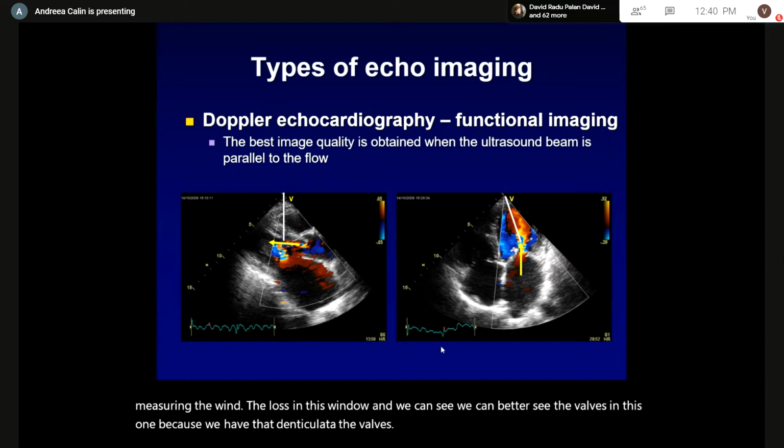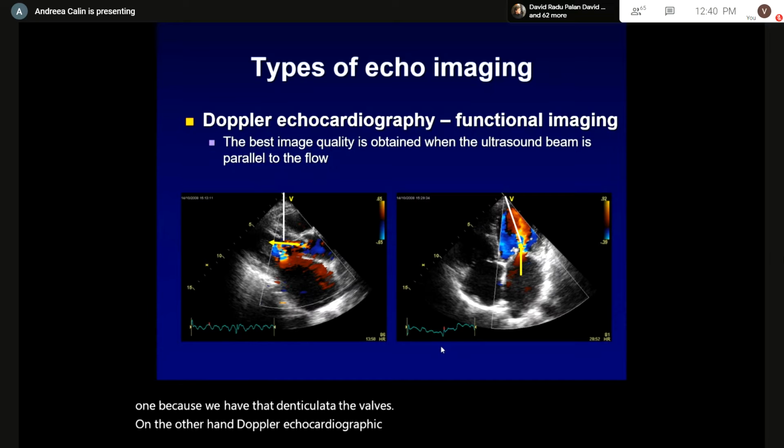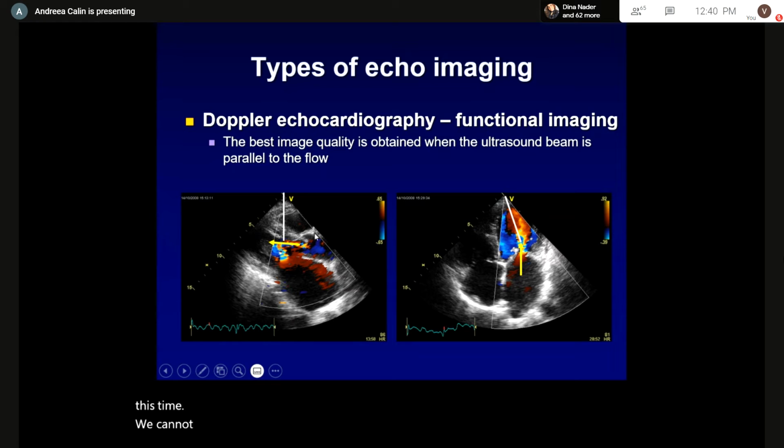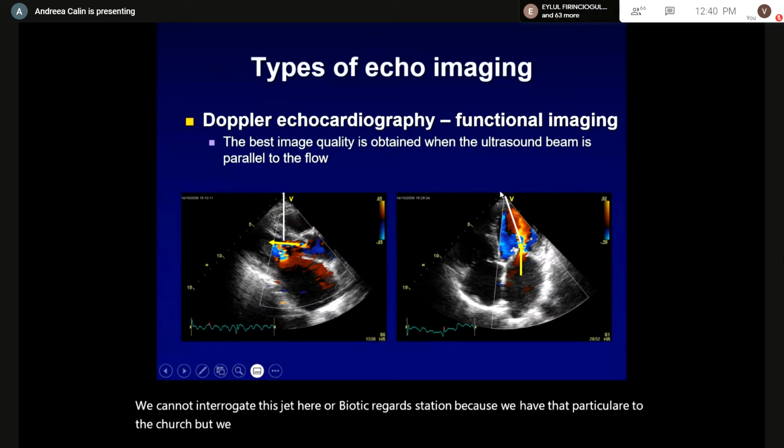On the other hand, Doppler echocardiography is a functional imaging technique. The best image in Doppler is obtained when the ultrasound beam is parallel to the flow this time. So we cannot interrogate this jet here of aortic regurgitation because we are perpendicular to the jet, but we can easily interpret and measure the flow through the mitral valve from this apical window when the ultrasound beam is better aligned with the flow.